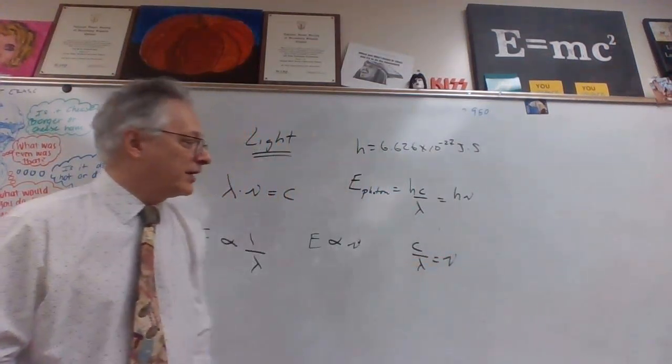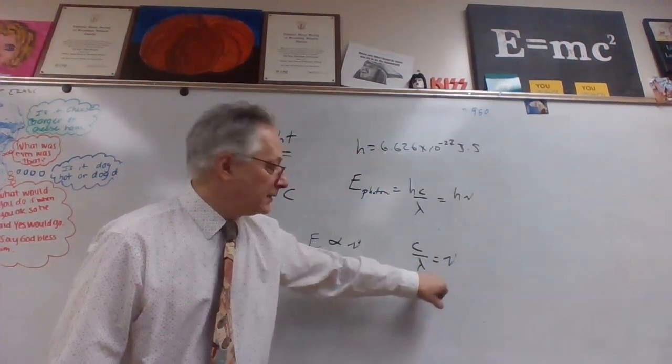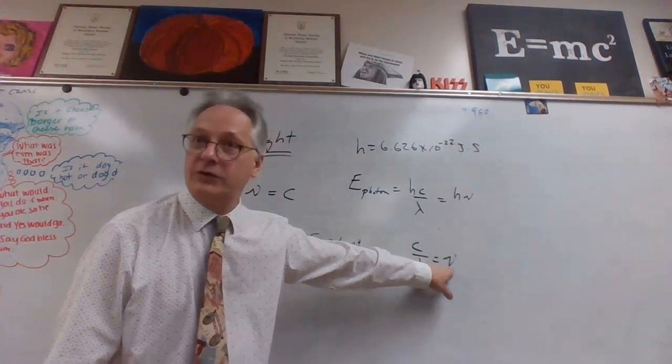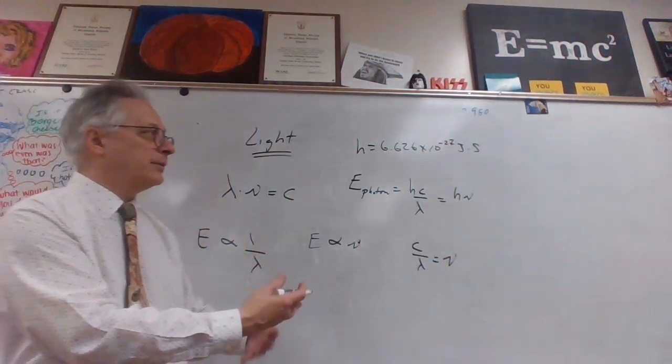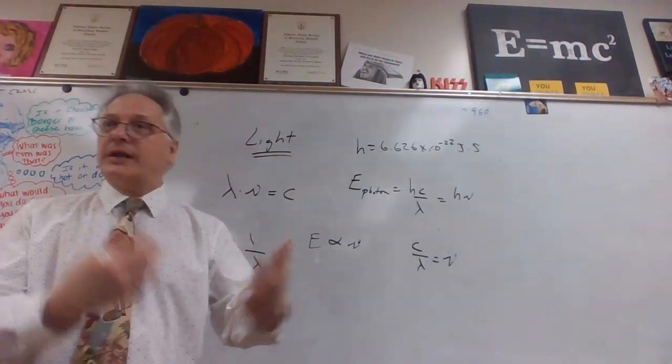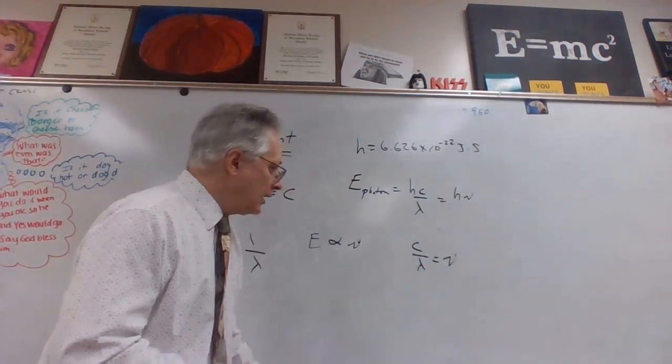C over lambda is frequency. So as this gets smaller, that gets bigger. As this gets bigger, that gets smaller. Inverse proportionality. Okay, so that's our basic relationships for light. And when I say light, I can mean electromagnetic radiation of any wavelength.